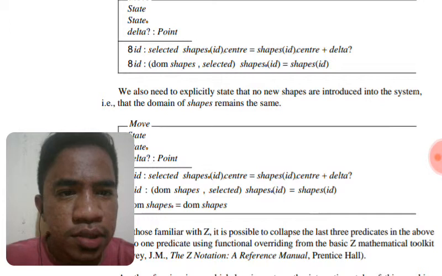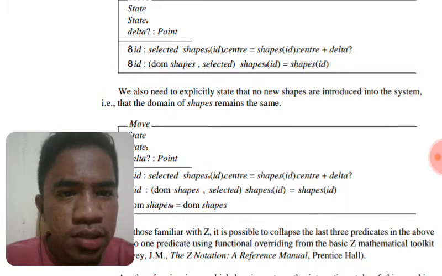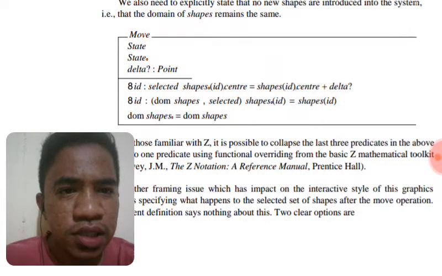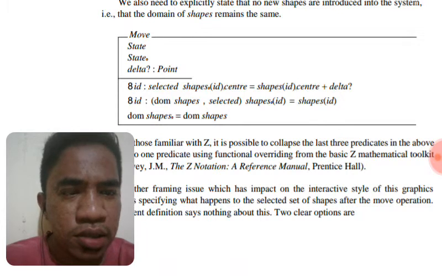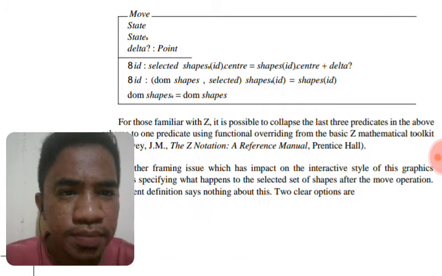We also need to explicitly state that no new shapes are introduced into the system, that the domain of shape remains the same. Move, state, delta point, id selected shape id center equals shape id center plus delta, id dom shape selected id shape id, dom shape equals dom shape.